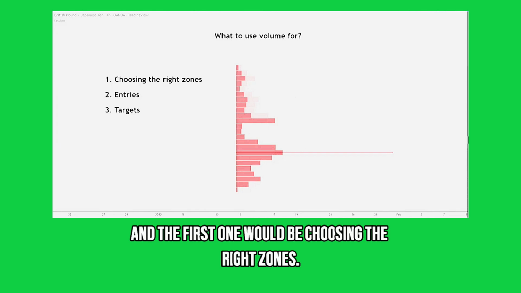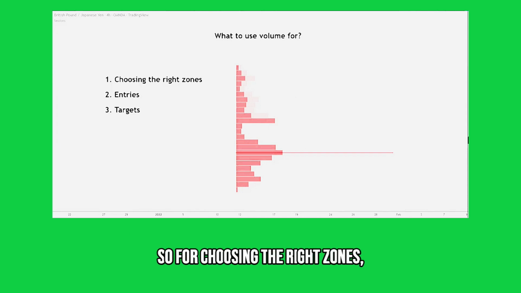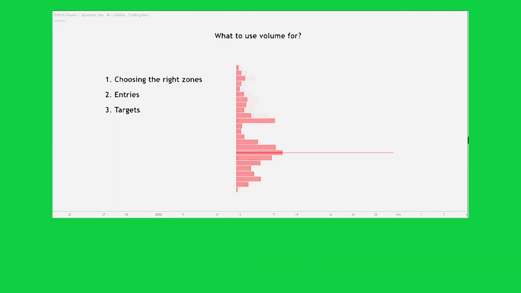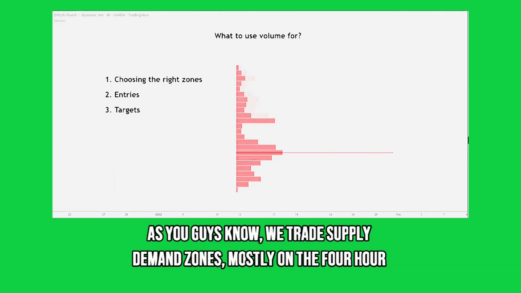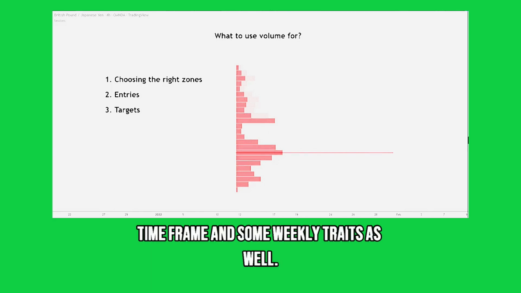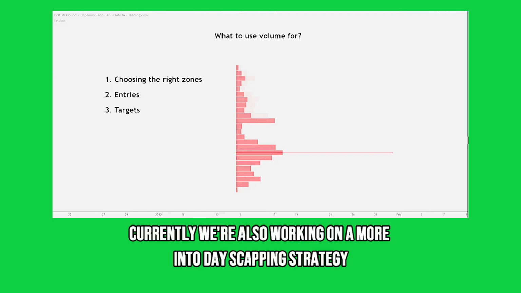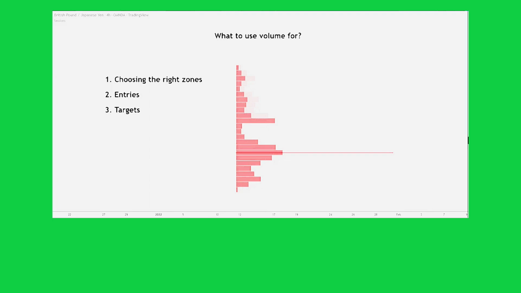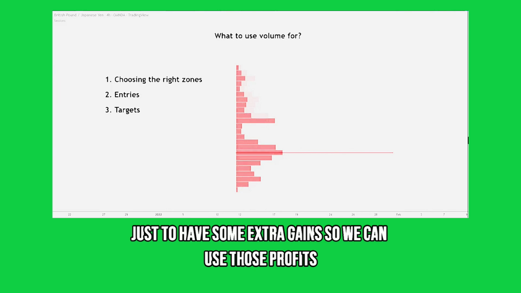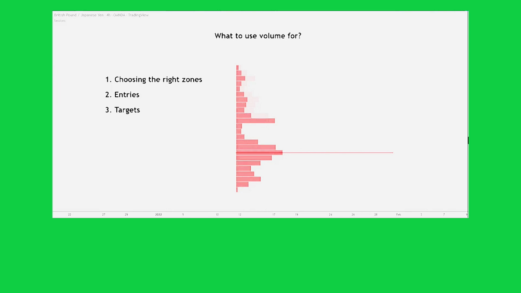There are three things that we use the volume for. The first one would be choosing the right zones. As you guys know, we trade supply and demand zones, mostly on the 4-hour time frame, and some weekly trades as well. Currently we're also working on a more intraday scalping strategy, just to have some extra gains, so we can use those profits for our bigger trades.